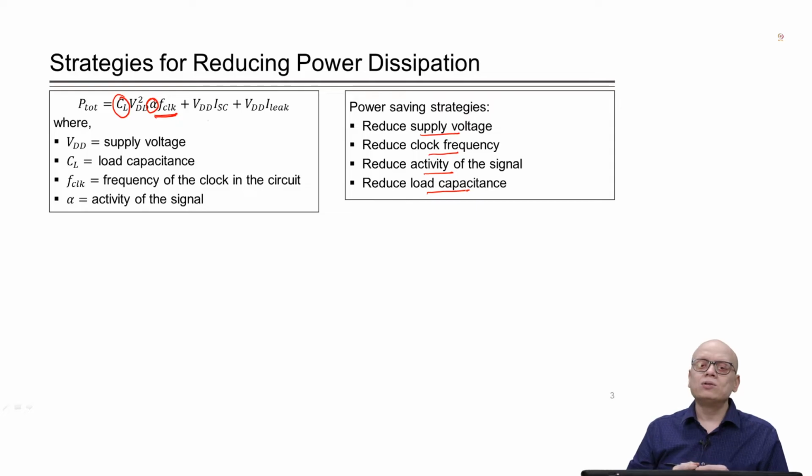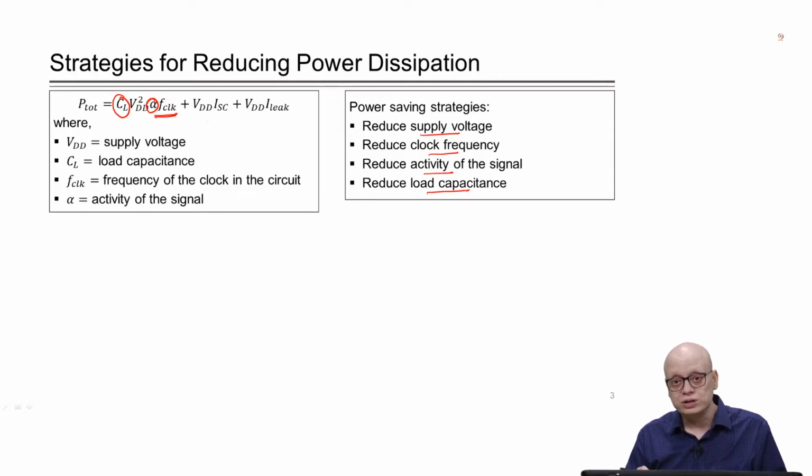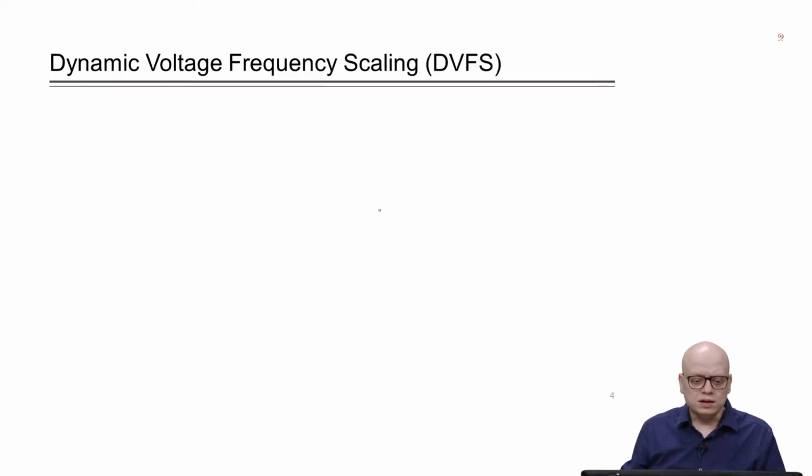Now, depending on the level of abstraction of a design and what knobs we have in controlling these circuit parameters, we can apply different techniques. So, in this lecture, let us look into a few techniques that we can employ in our design to reduce the power dissipation. The first power reduction technique that we will see is called dynamic voltage frequency scaling.